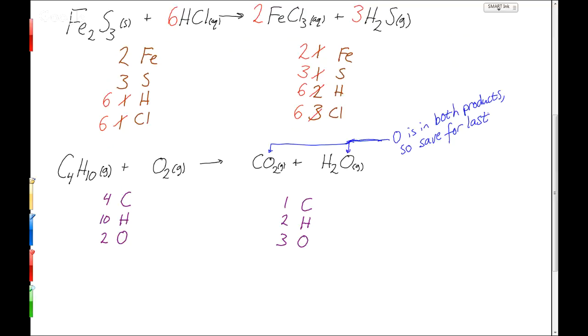And the reason is this. Because it's in 2 different ones, we know we're going to be changing the ratios around to get everything in balance. So if we look for that one first, there's a good chance that's going to change by the time we get later in the balancing process. So we're just going to save that to last.